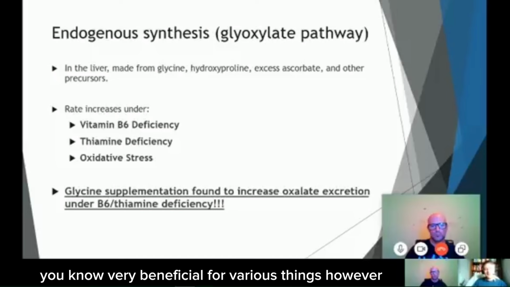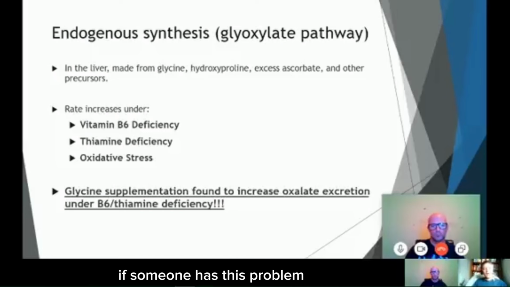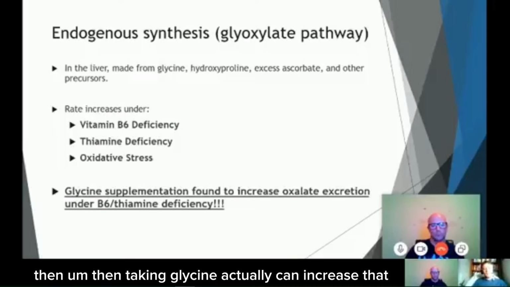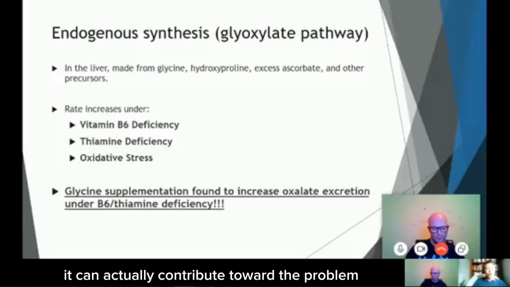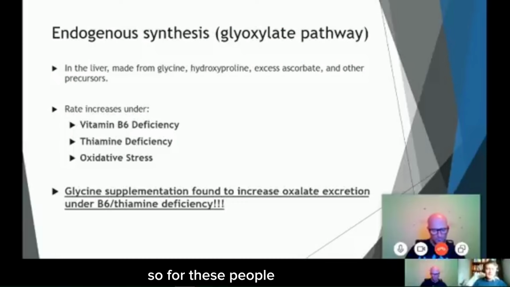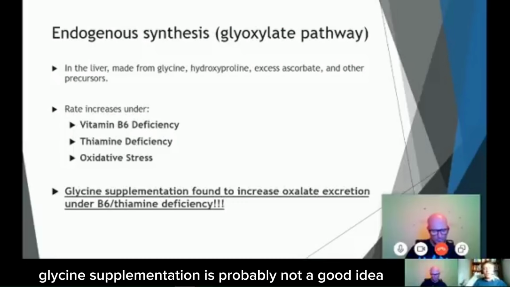beneficial for various things. However, if someone has this problem, so B6 or thiamine deficiency, if they have this problem of producing too many oxalates in the body, then taking glycine actually can increase that. It can actually contribute toward the problem. So for these people, glycine supplementation is probably not a good idea. Okay.